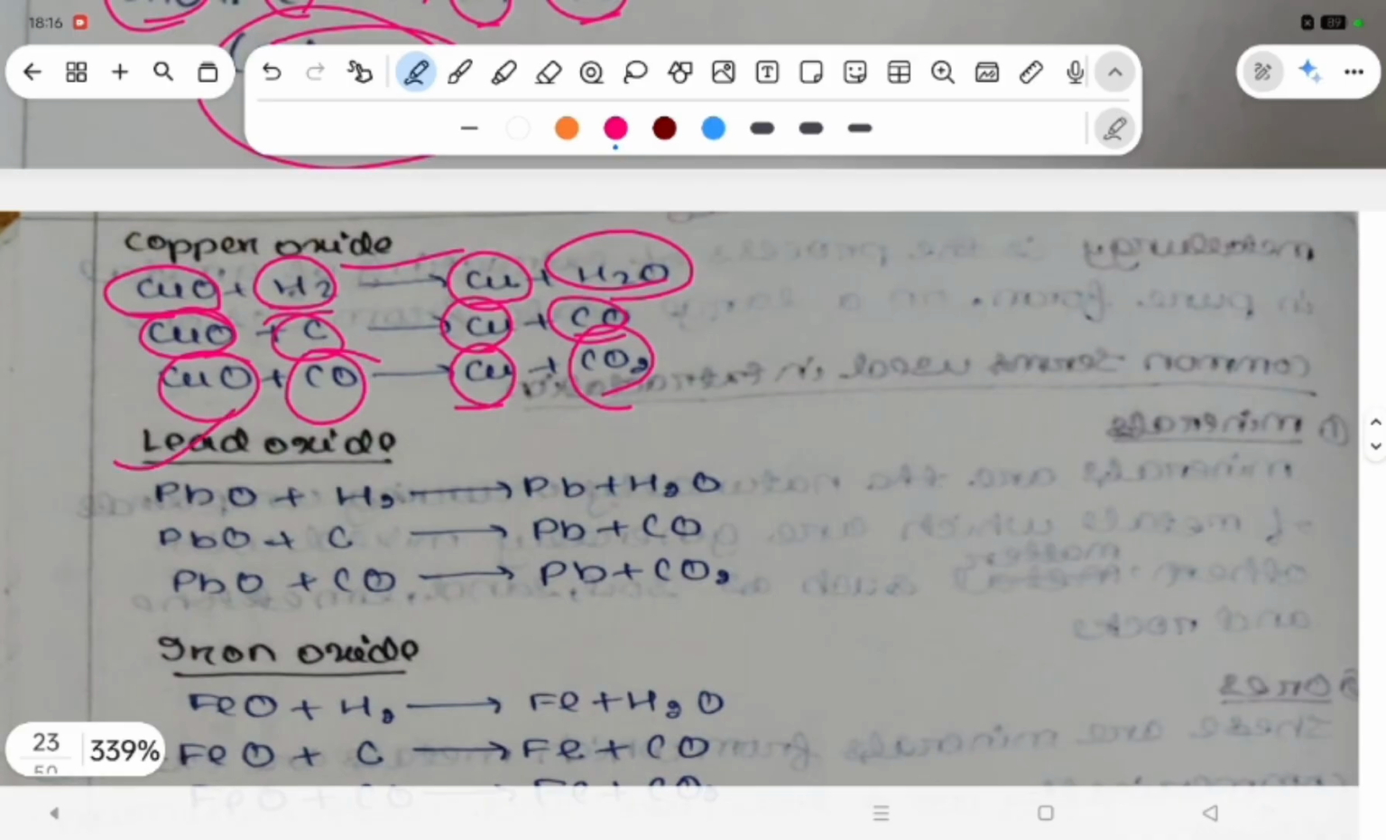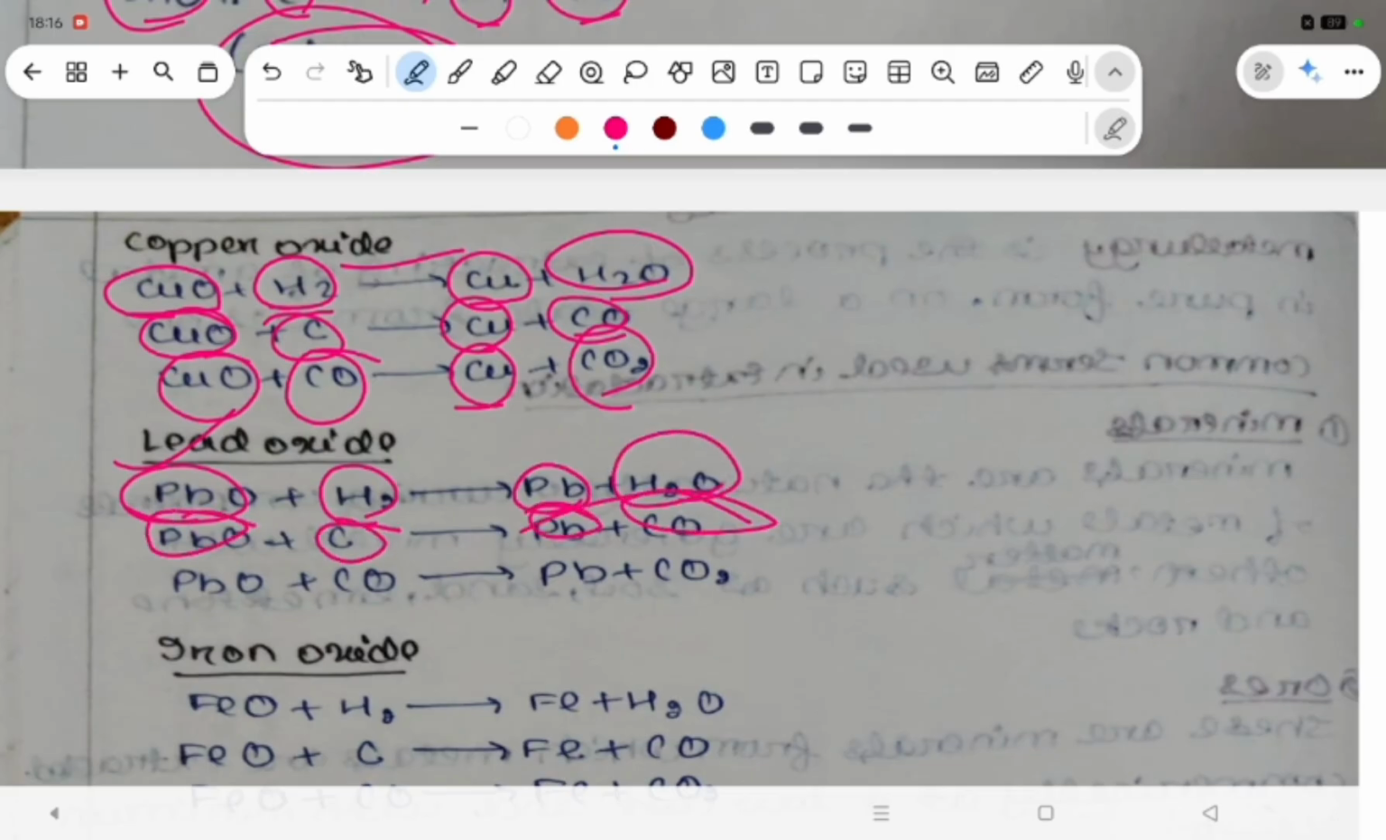Lead oxide: PbO plus hydrogen gives lead and water. PbO plus C gives lead and carbon monoxide. PbO plus carbon monoxide CO gives Pb plus CO2.